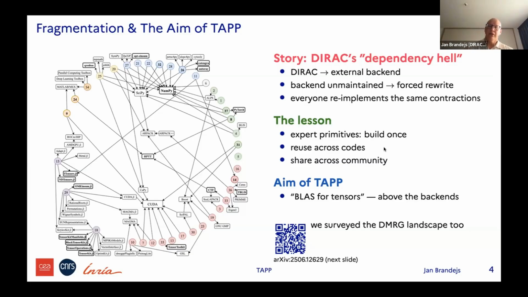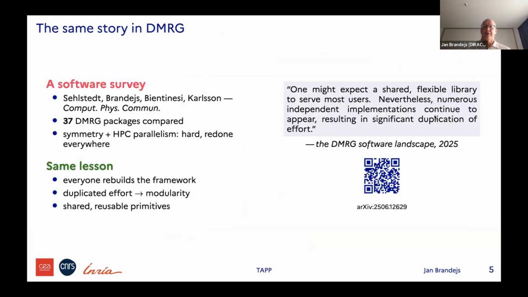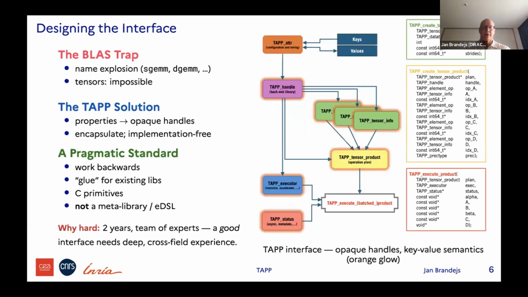And the idea is to create some tensor primitives so that you can build your application code once and then reuse it, share it across the community, and facilitate reuse of software and also interfacing between software. So yeah, this is just about the survey that you can find on this arXiv link about the DMRG. So basically, the idea is we should try to share to avoid code duplication.